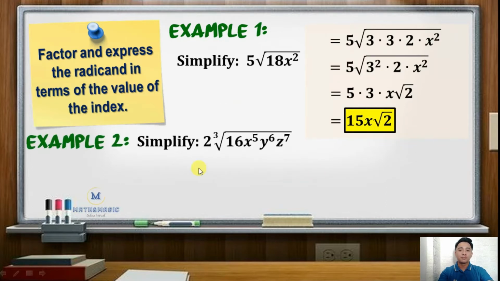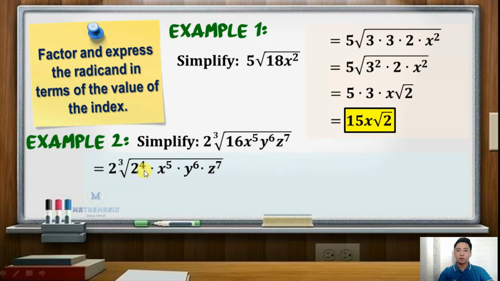Another example: express 2 cube root of 16x raised to 5, y raised to 6, and z raised to 7 in simplest terms. Again, we will focus first on the radicand. Here we will rewrite 16 in terms of its prime factors. That is 2 times 2 times 2 times 2, or 2 raised to 4. Next, we will observe the index. Here that is equal to 3. After that, we will determine how many 3's we can get from the exponents of the terms in the radicand.